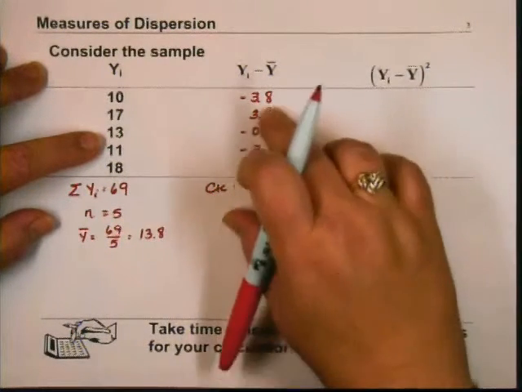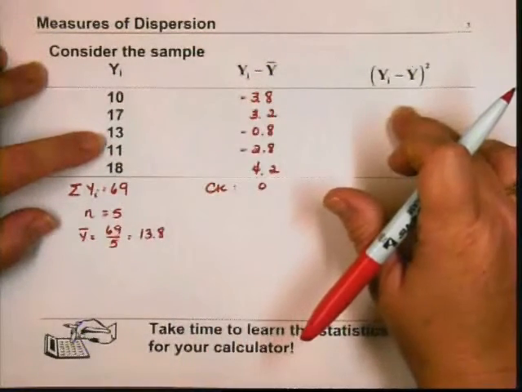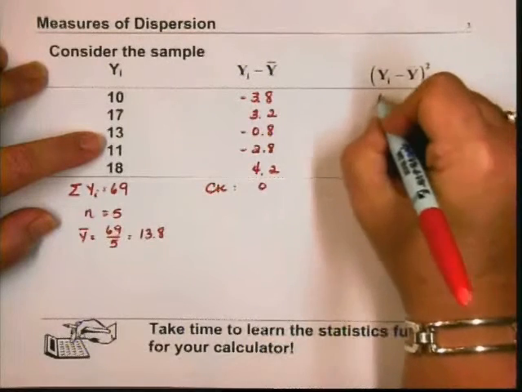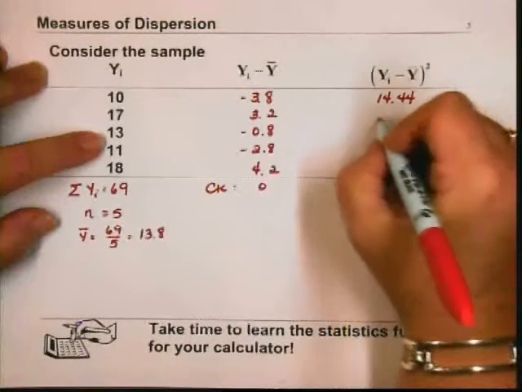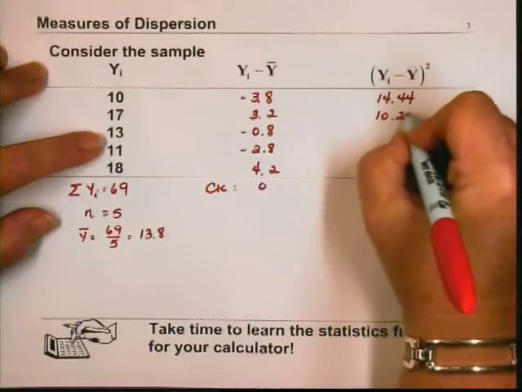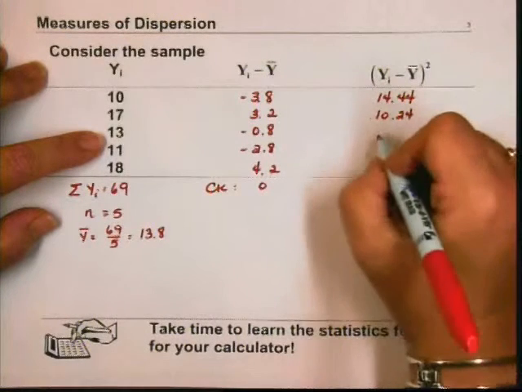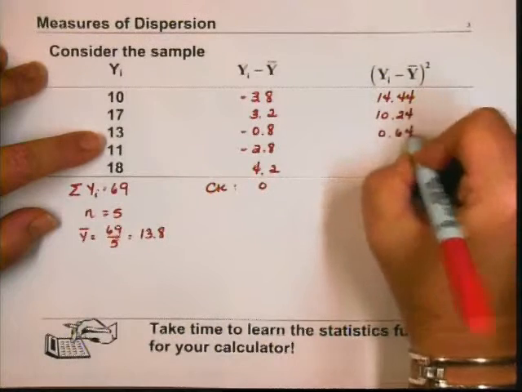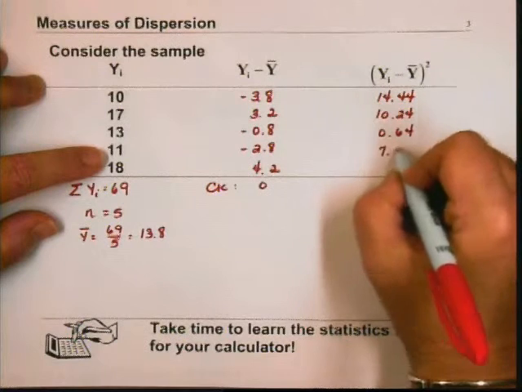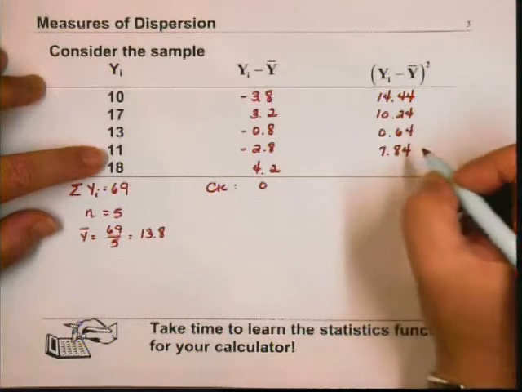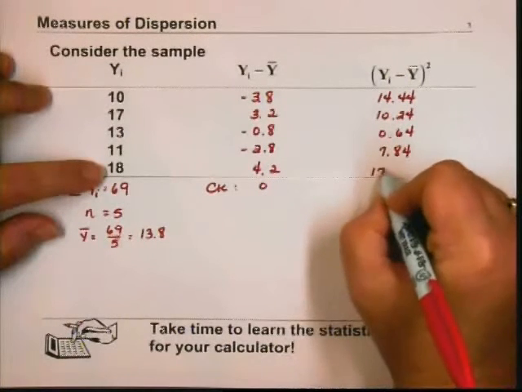Now then, if we take each of these deviations and square them, negative 3.8 squared is going to be positive, and when I square that, I get 14.44. 3.2 squared is 10.24. Negative 0.8 squared is positive 0.64. Negative 2.8 squared is positive 7.84. Positive 4.2 squared is 17.64.